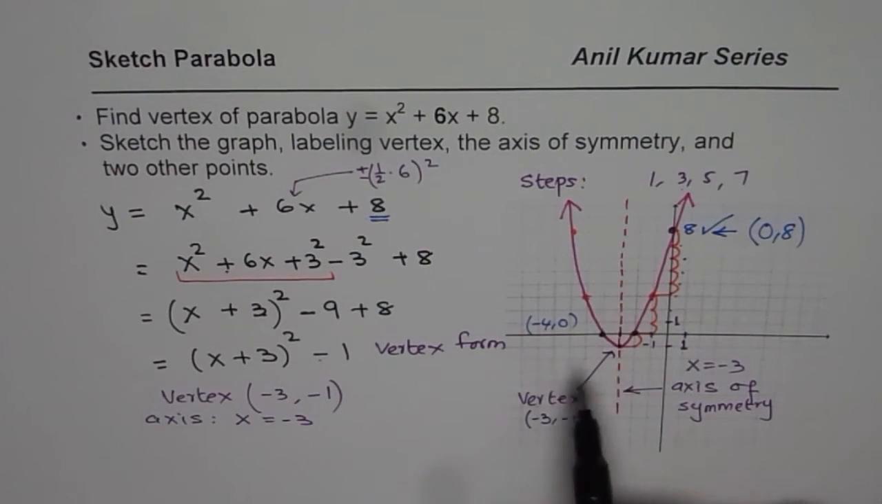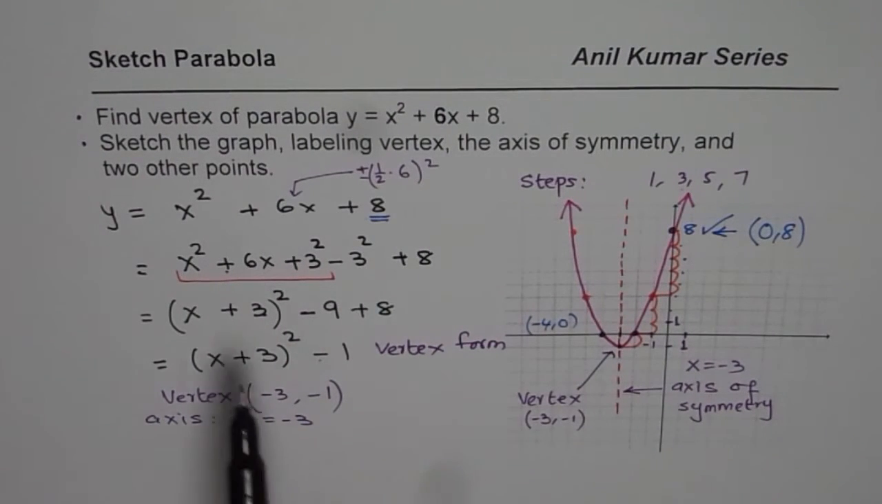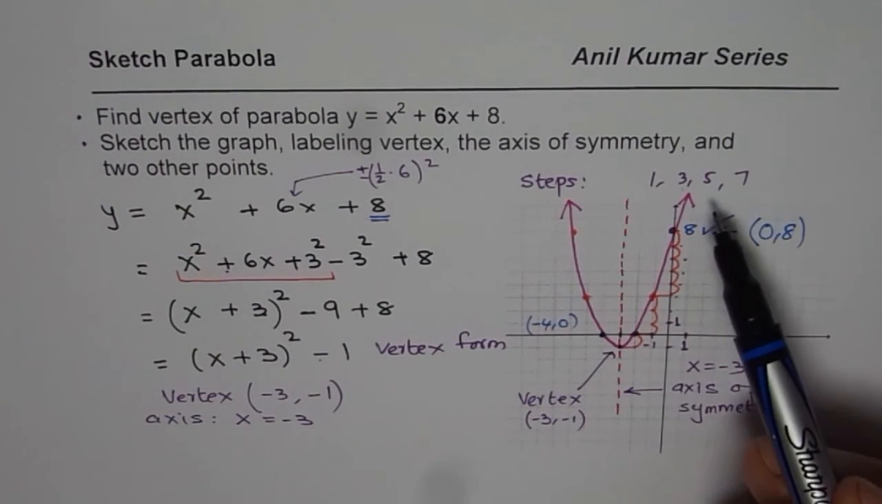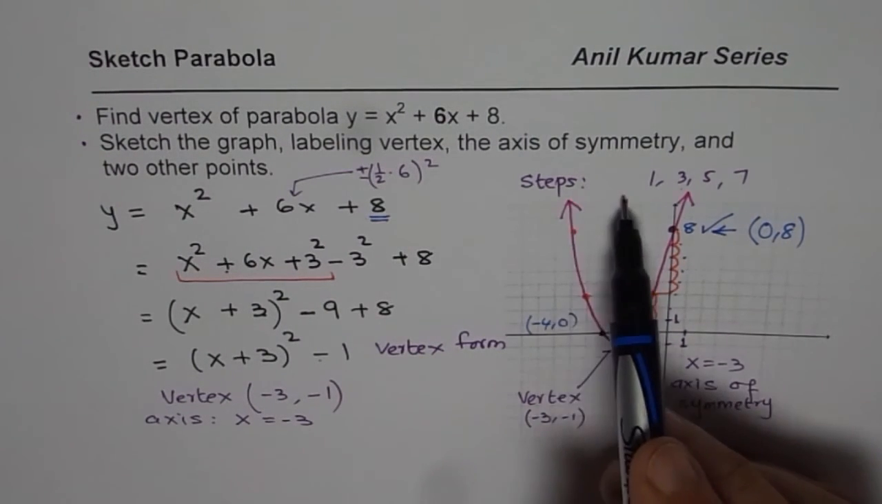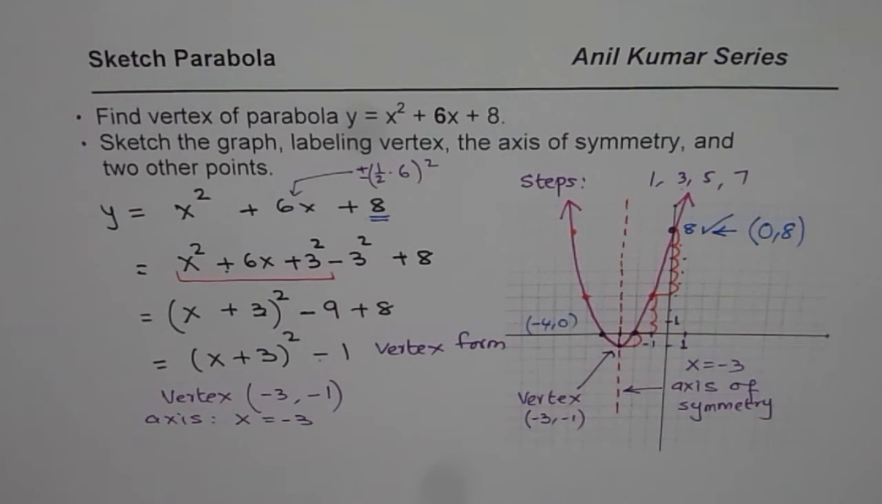I hope with this you understand how to apply the completing the square method to find the vertex of a parabola, and once you have it in vertex form, how to sketch it using the vertex and the steps, correct? I hope that helps.